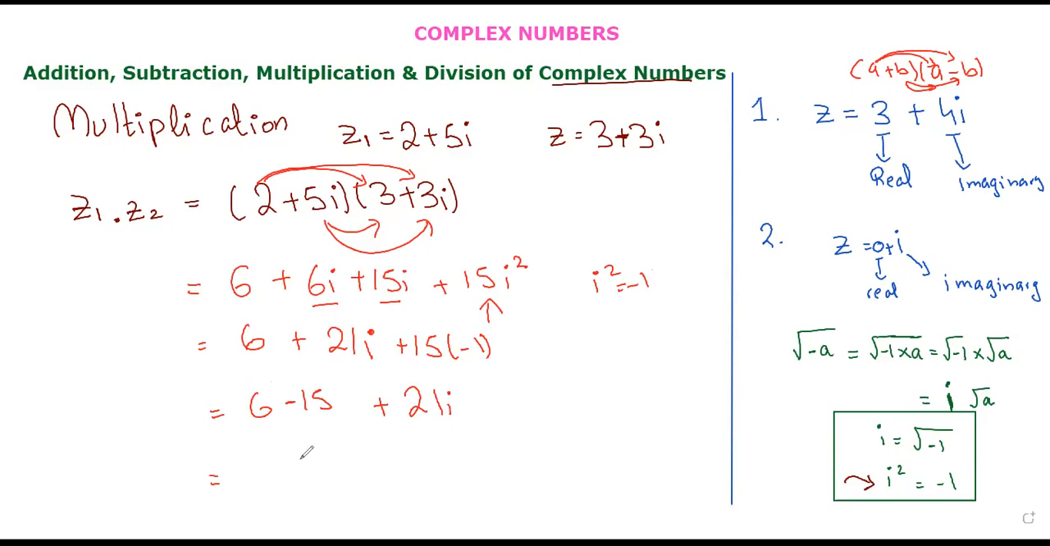What do we get then? Minus 9 plus 21 iota. Is it correct? Yes. Okay. This is how we multiply two complex numbers. Right. So anything which you have not understood so far, any questions? No, it's fine.